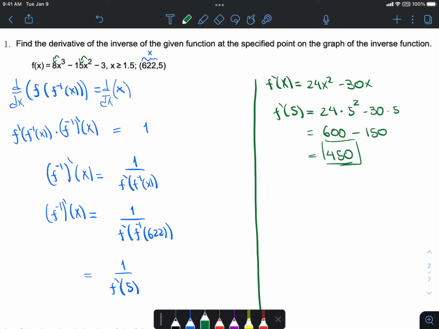And therefore, if I go back, f inverse prime of x is 1 over f prime of 5, so it's 1 over 450, and that's the answer to the problem.